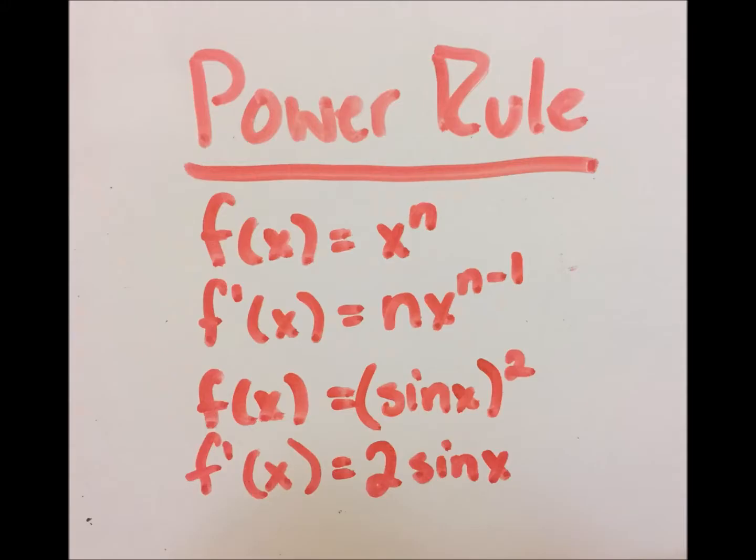This rule states that to find the derivative of a function with an exponent, multiply the coefficient by the exponent and subtract 1 from the exponent afterwards. The bottom two lines show how this will be applied in the problem.